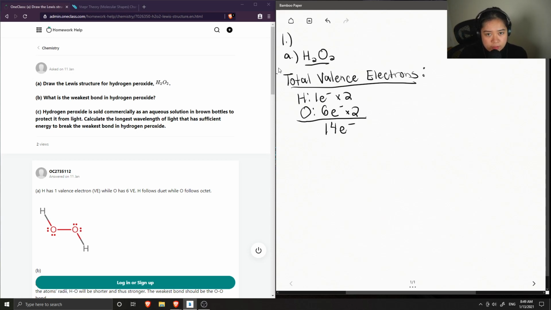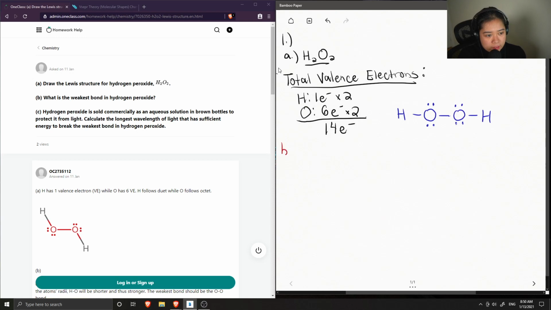So first we're just going to draw our oxygens with a single bond. And then each of those will have a single bond to hydrogen. And from here, we just fill out all of the lone pairs on the oxygens. And if we count out how many I've drawn so far, we have 2 electrons in each bond, so that is 6 plus 8, so that is 14. So this is our final Lewis structure for hydrogen peroxide.